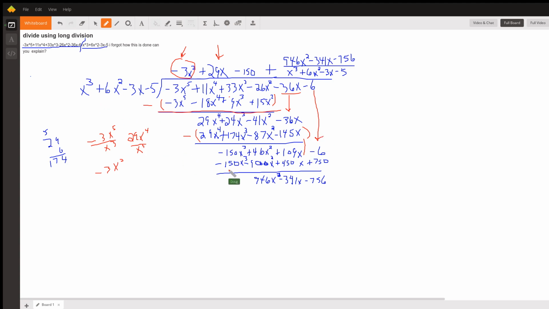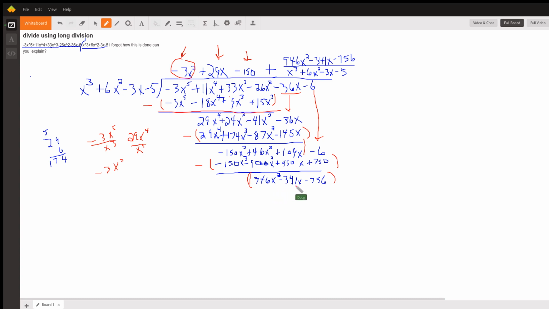X cubed, and now negative 150 x cubed leaves me negative 150. Take that negative 150 times every term of the divisor. Change the signs of the polynomial that you're subtracting. Again, mentally is my suggestion. And this is the remainder right here.